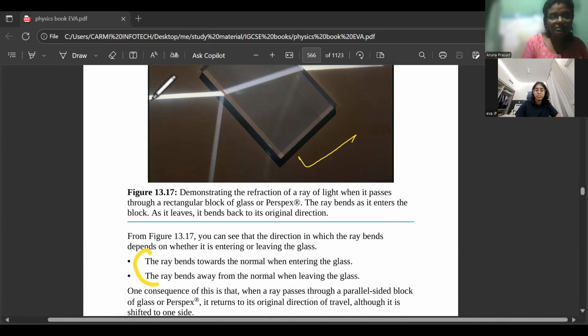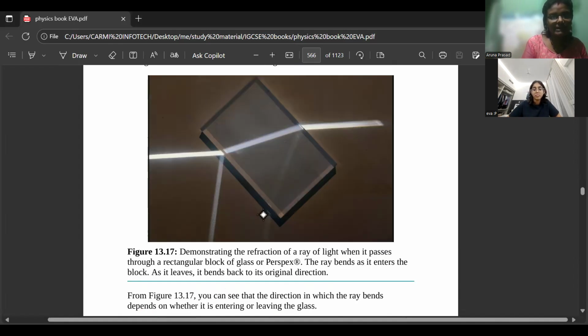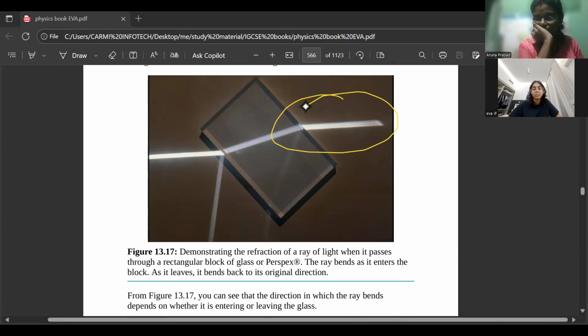When the light passes through a parallel-sided block of perspex, it returns to its original direction of travel. What does it mean? Although it is shifted to one side, as I explained, it is in the same direction here, but it is shifted. What does it mean? Check the picture you made. The answer is given there.